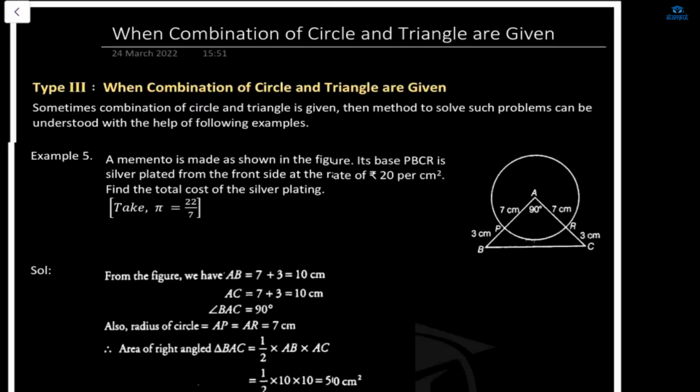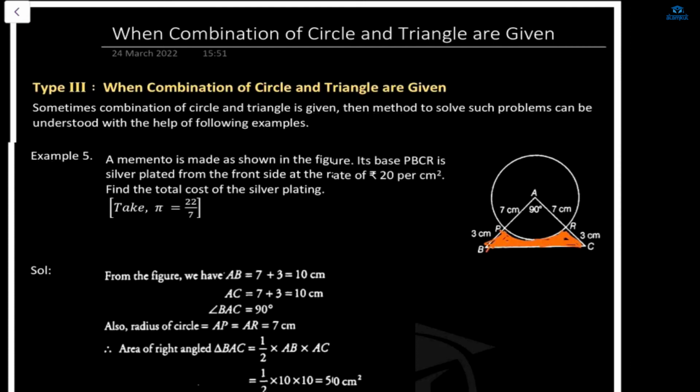Understood? Now a combination of circle and triangle is given. If a combination of circle and triangle is given, how are you going to solve it? Here a memento is made as shown in the figure. Its base is PBCR. I'm coloring it, PBCR. This portion's area you need to find out.